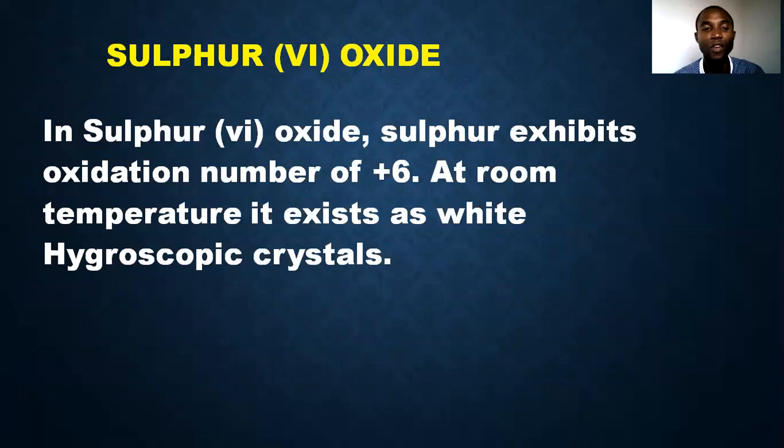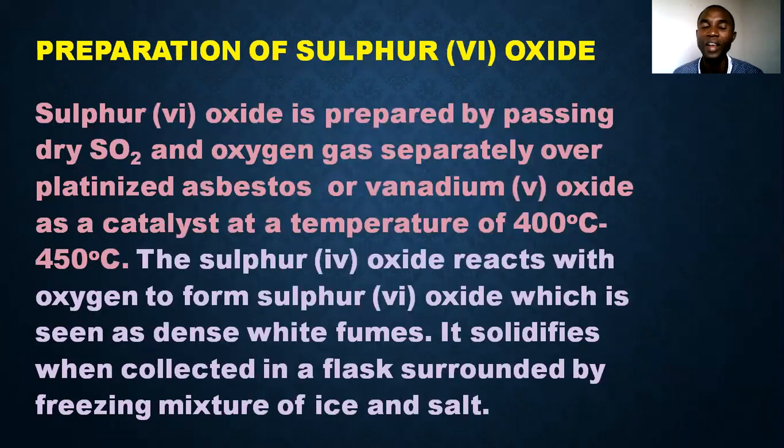Now let's look at sulfur 6 oxide. Sulfur 6 oxide, of course, is also an oxide of sulfur, and sulfur has an oxidation number of 6. That's why we call it sulfur 6 oxide. At room temperature, it exists as white hygroscopic crystals. All right, and the next thing we need to understand is how it is prepared. We have talked about how sulfur 4 oxide is prepared.